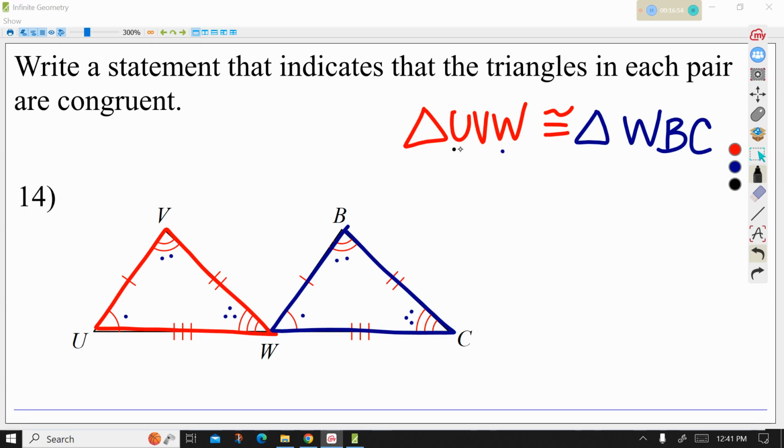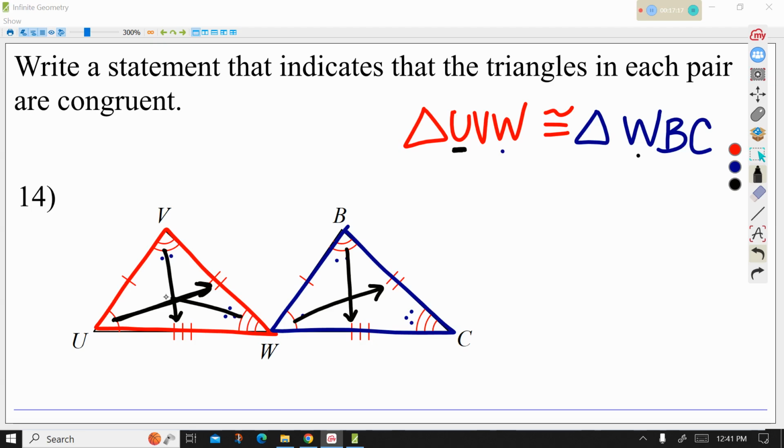order is I want you to see that U is over here, and U is opposite from this angle. If I draw an arrow, I can see U is right across from this side with the 2 marks. Okay. Notice that W is also across from the one with the 2 marks. Okay. If I look at V, V is across from the side that has 3 marks. Notice that B is also right across from the side with 3 marks, okay?